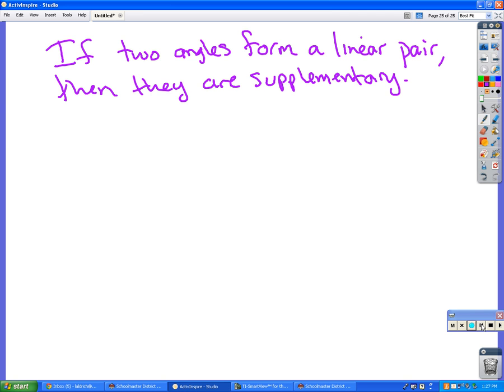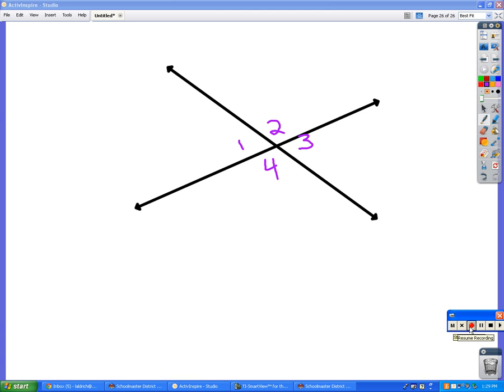Okay, so I'm going to give you a piece of wax. What we have done now is we've created a couple different kinds of angles. We have some linear pairs. Can somebody raise their hand and tell me a pair of angles in this diagram that are linear pairs, Cameron?